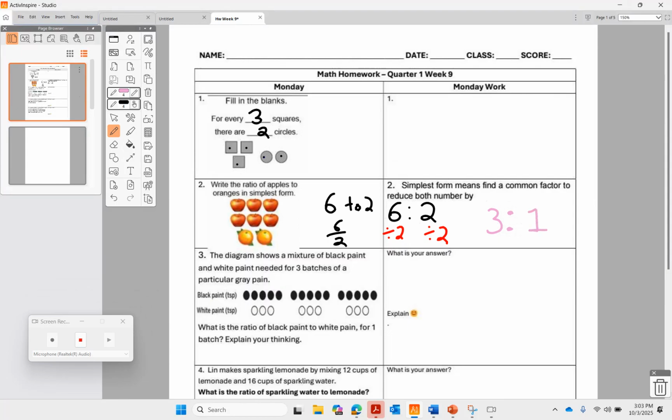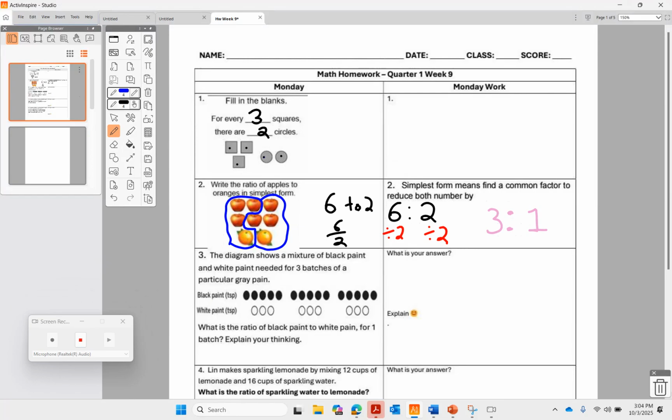And if I wanted to look at it and match them up, I could say, this orange is going to go with those 3 apples, and then these 3 apples go with this orange. So I could do it that way with the drawing also.